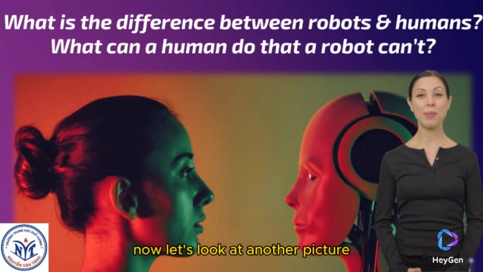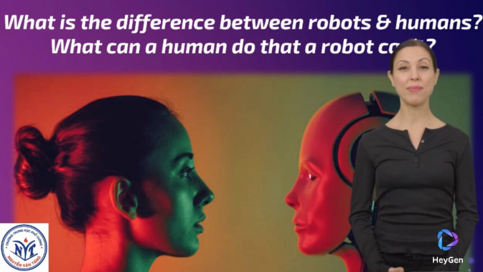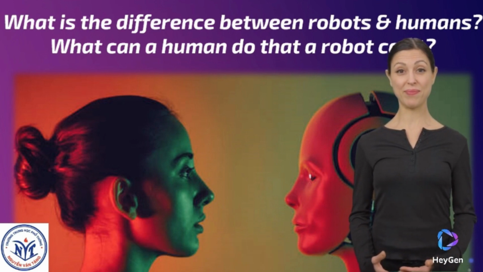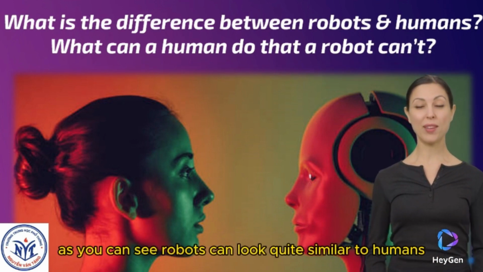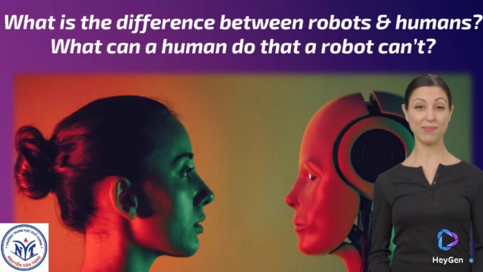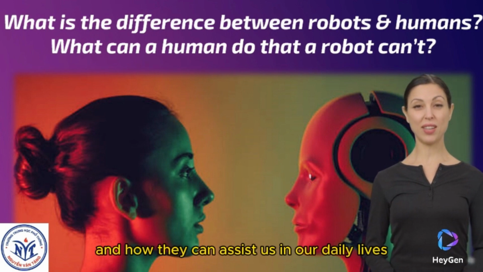Now, let's look at another picture. Oh, here we have a human and a robot. Can you discuss with your partner the differences between the two? Oh, excellent observations. As you can see, robots can look quite similar to humans, but they have some distinct differences. Today, we will learn more about clever machines and how they can assist us in our daily lives.